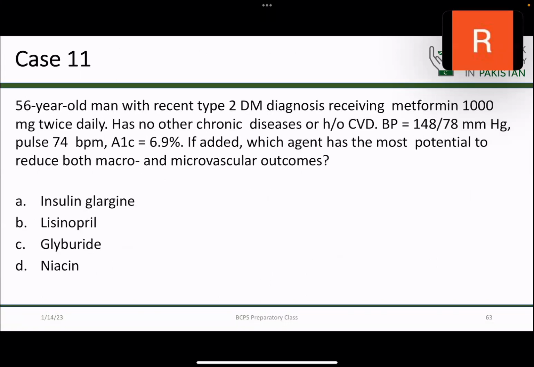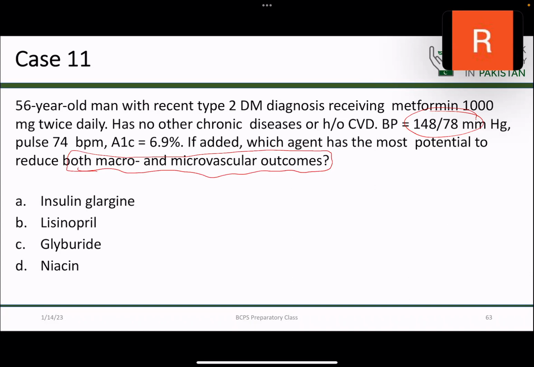This is a 56 years old man with recent type 2 diabetes mellitus, receiving metformin, has no other chronic disease or hypertension, or history of cardiovascular disease. BP is 148/78. So you can see BP is beyond range. Pulse is 74, A1C 6.9. Which agent has the most potential to reduce both macro and microvascular outcomes?